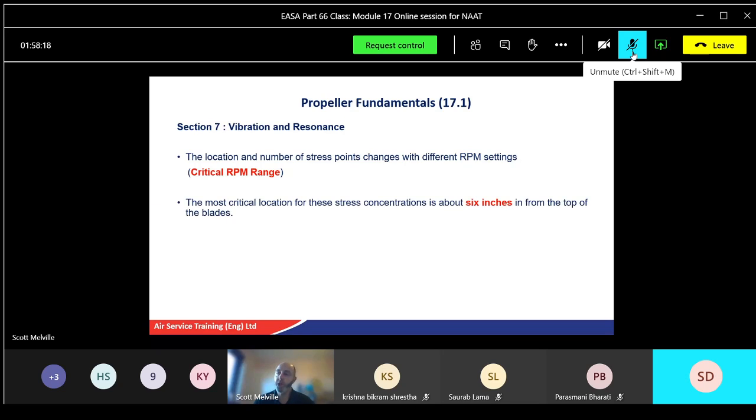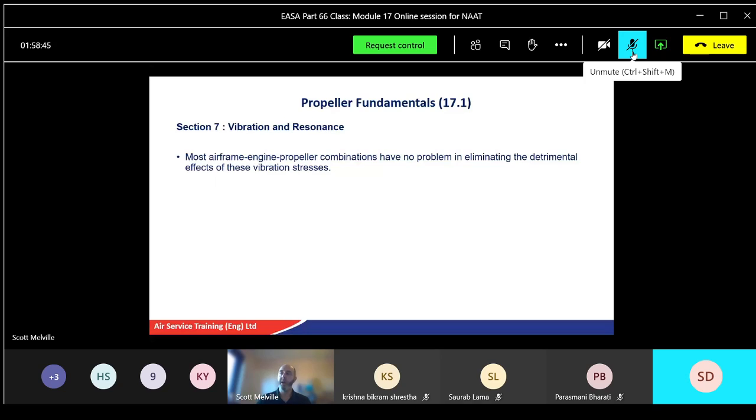Now, the most critical location for this stress concentration, and it's a good one to highlight, is about 6 inches in from the top or the tip of the blades. So you might want to highlight that in your books. It's the most critical location because it's slightly weaker. Remember, 2/3, 3/4 is the most efficient part of the blade, but the weaker part is towards the tip. So about 6 inches from the top of the blades. Most airframe engine propeller combinations have no problem eliminating the detrimental effects of these vibration stresses. The designers take this into account. So normally, provided everything's working okay, everything's all good to go.